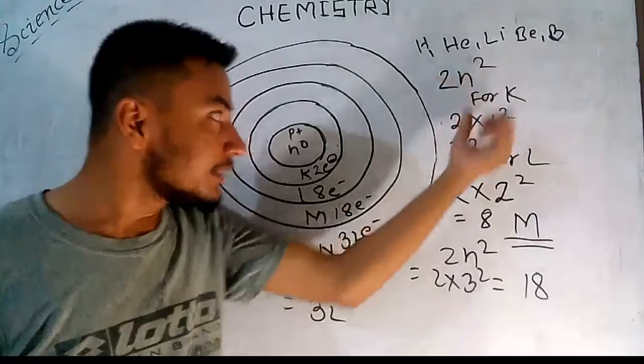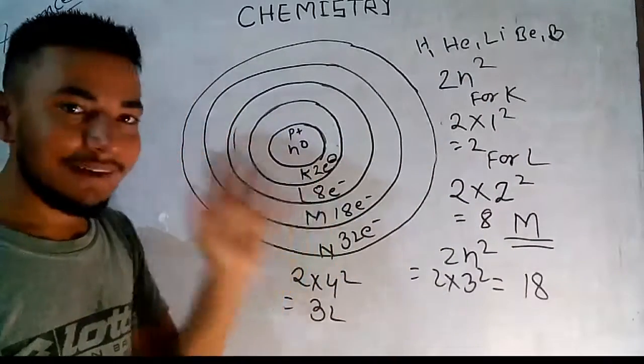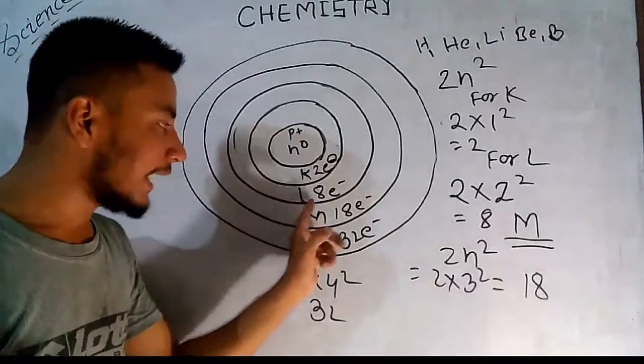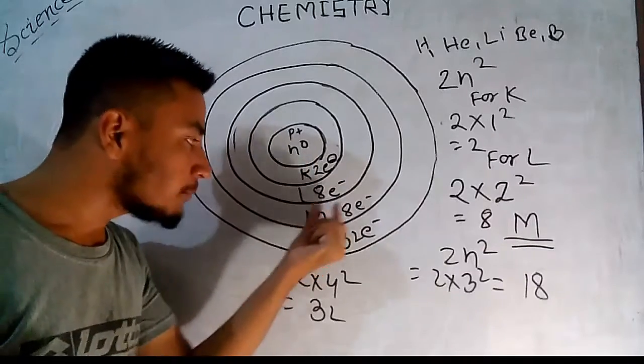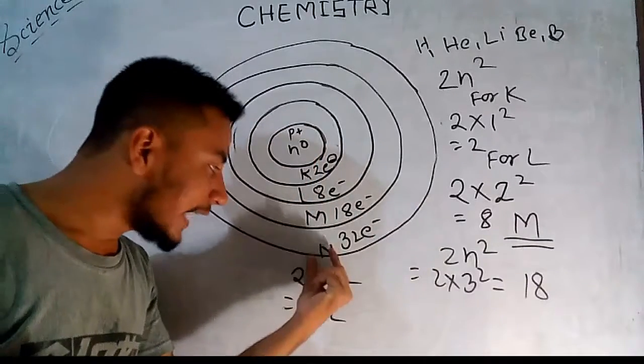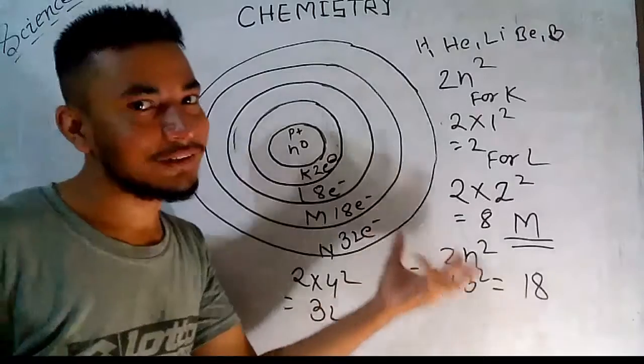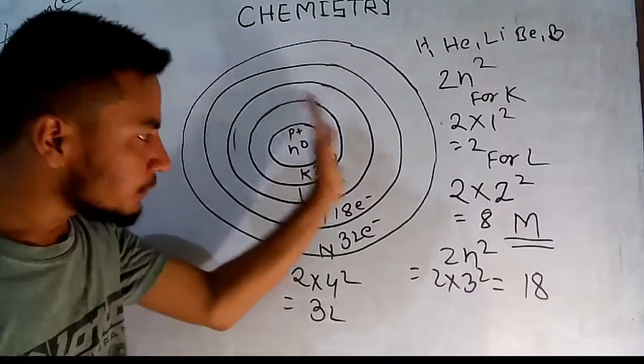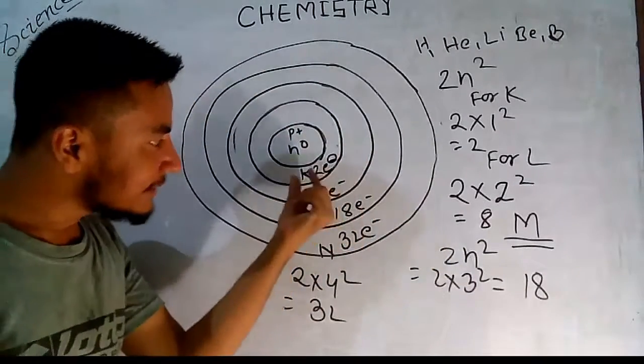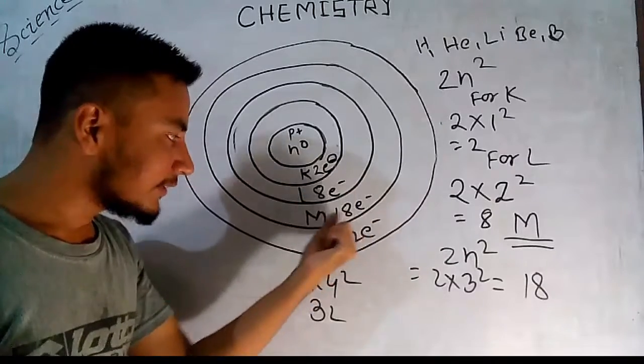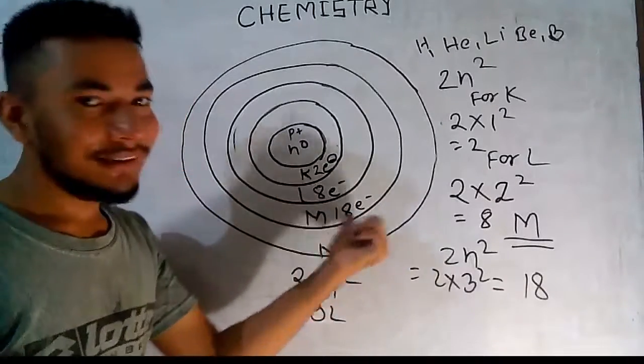So according to this rule, in the K shell how many electrons? 2 electrons. In the L shell 8 electrons. In the M shell 18 electrons. In the N shell 32 electrons. So we have to recall this idea, that is K 2, L 8 electrons, M 18 and N 32.